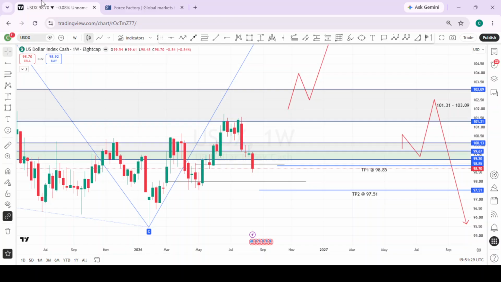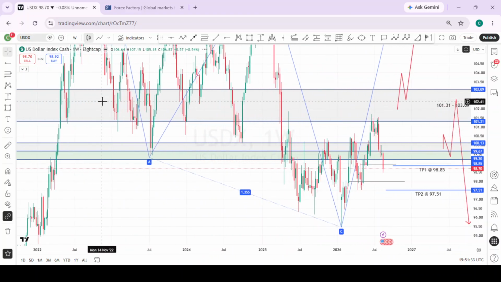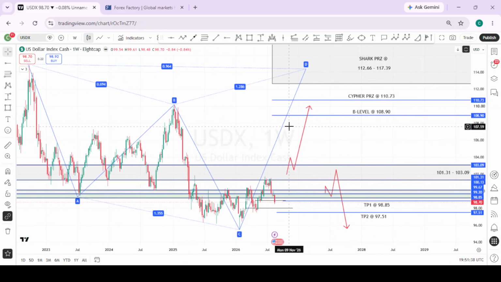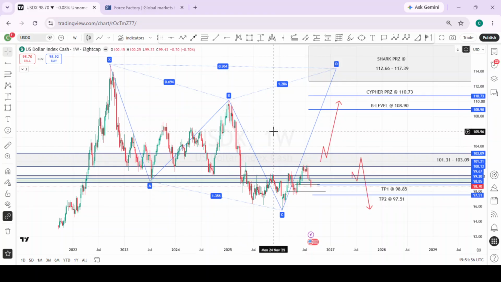So this is DXY, and for DXY, we identify this potential harmonic pattern, and then we also identify this area of interest we have that is between 101.31 and 103.09, which is serving as a strong resistance area. So this potential harmonic pattern will only be possible if price is able to break above this area of interest. Then we can see a continuation to the upside.